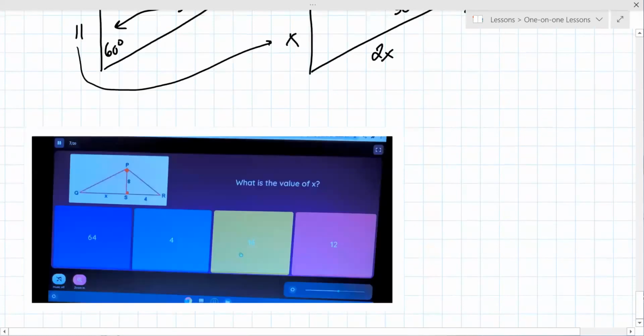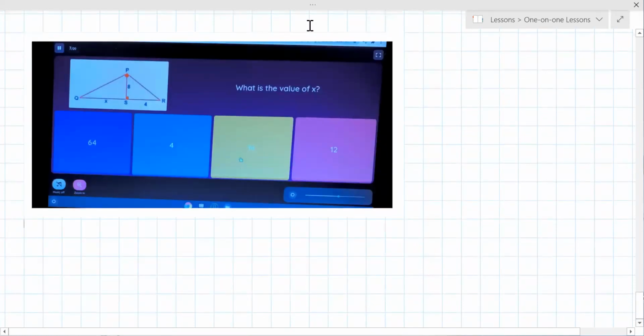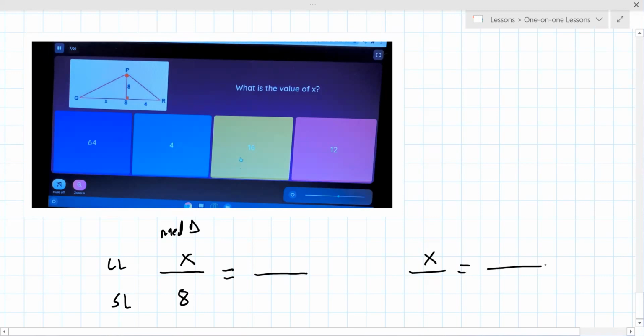All right, so this one, what is the value of x? So I have to make another proportion here. So x, I always put in the top left, x is the long leg of the medium triangle. And what else do we have in the medium triangle? We have the short leg. The short leg of the medium triangle is 8. x is also part of the hypotenuse. So x plus 4 is the hypotenuse of the large triangle.